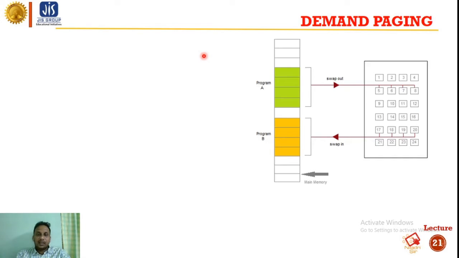As you can see, the pictorial representation of demand paging. This is program A, this is program B, these are the resources, this is the swap in, and after completion, these are the swap out. This is basically the main memory, and this is the secondary memory.